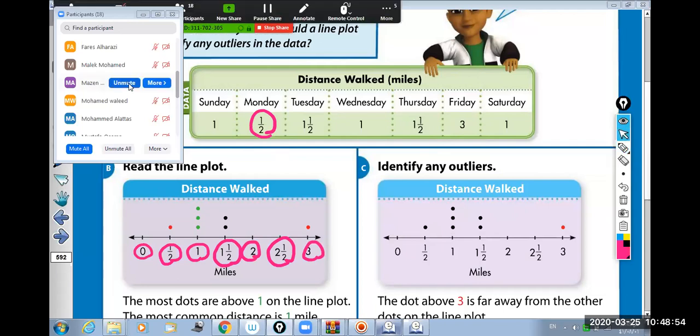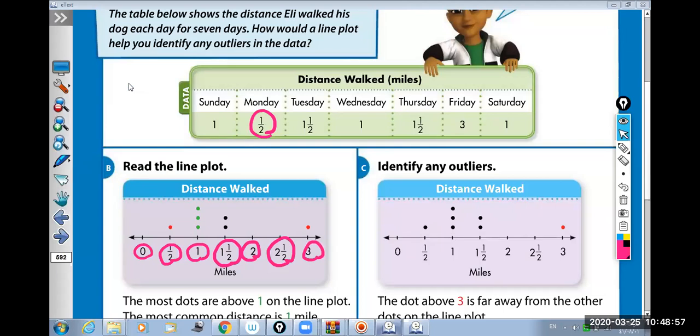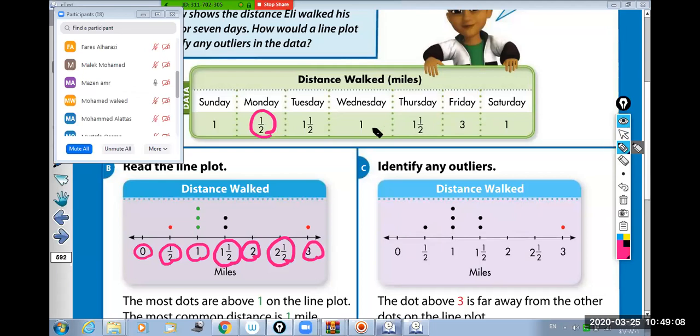Like Mazen Amr. Mazen Amr, how are you? Is the half repeated? Yes, repeated. How many times here, Mazen? 2 times. Where is the half? This is 1.5. No, we don't need 1.5. I'm talking about the half only. How many halves are here? 1 half. So put 1 dot only above the half.